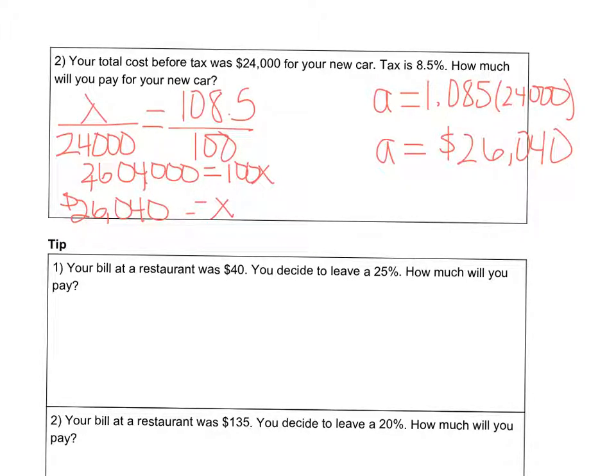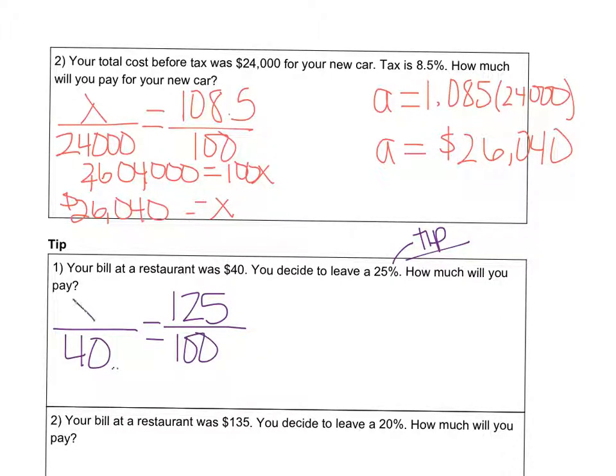So again, the same concept with tip, you're adding it on. Your bill at a restaurant was $40. You decide to leave a 25% tip. How much will you pay? I guess the word tip got left out, but you're leaving it. So how much will you pay? $40, that's what the bill was. You're leaving a 25% tip, so that's 125%. It's all of the bill plus your tip over 100, and you have X.